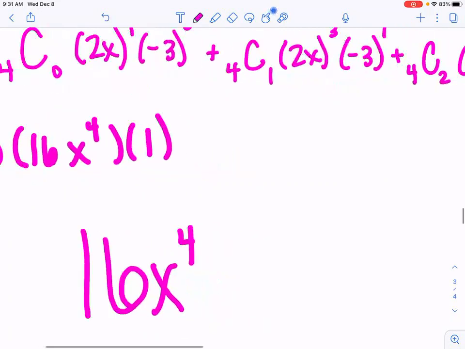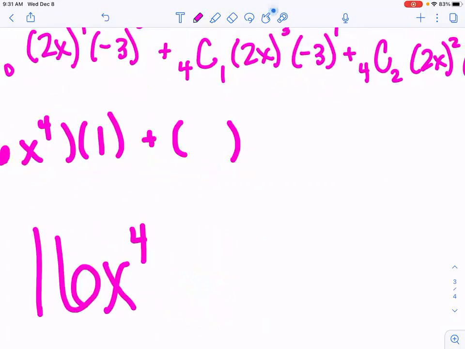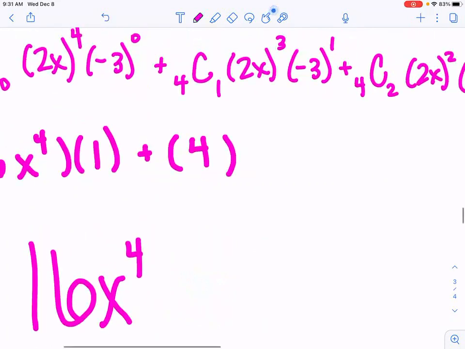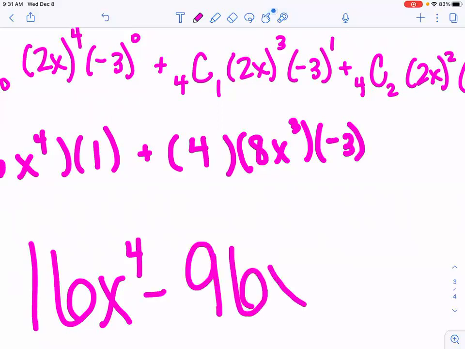Our second term, we have 4 combinations of 1. If you put that into your calculator, we get 4. We have 2x, the quantity cubed. So that's going to give us 8x cubed. And -3 to the first power is a plain old -3. I do need your help. What is 4 times 8 times -3? So our second term is -96x cubed.